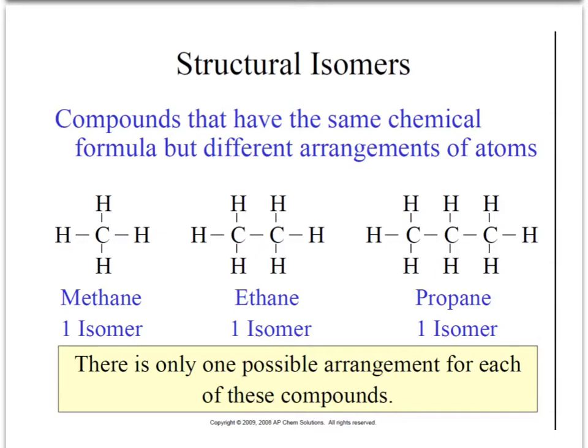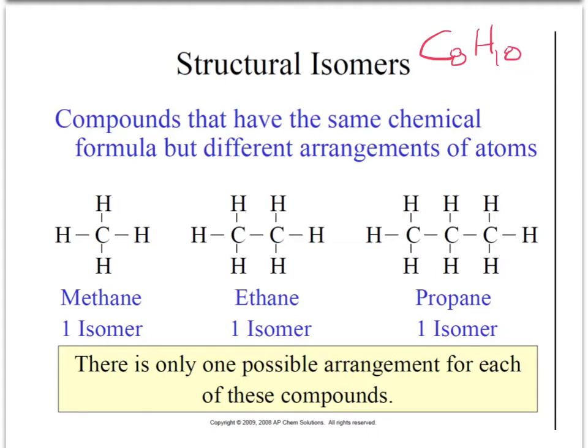So an isomer is a compound that has the same chemical formula, but different arrangements of atoms. So if I were to give you a formula like C8H, 2 times 8 would be 16, plus 2 would be 18. C8H18, there's several different ways you can draw that out.